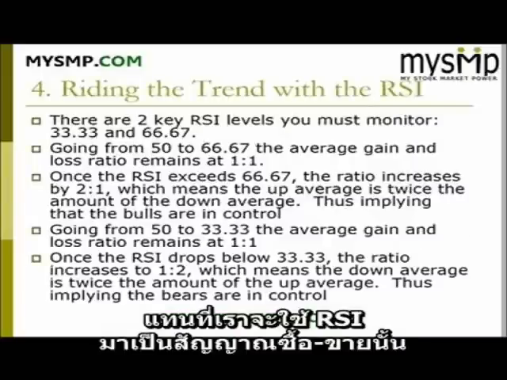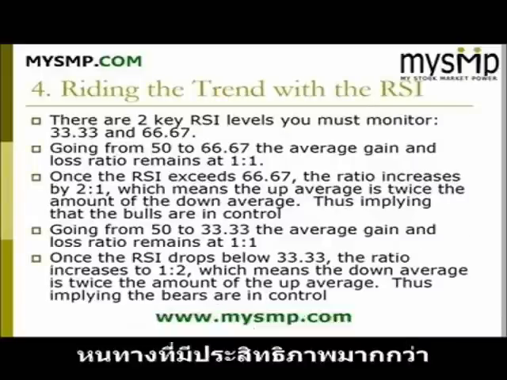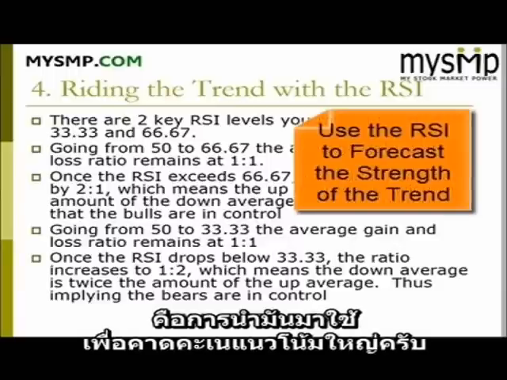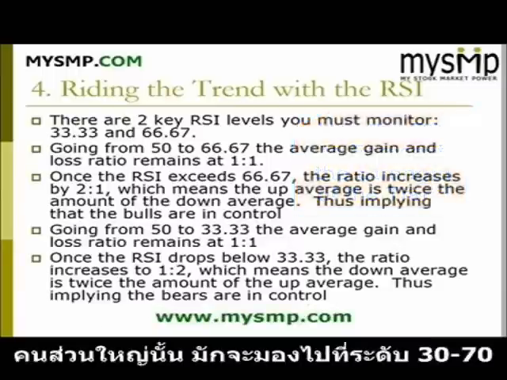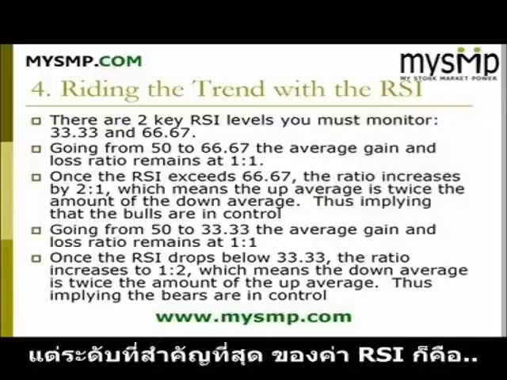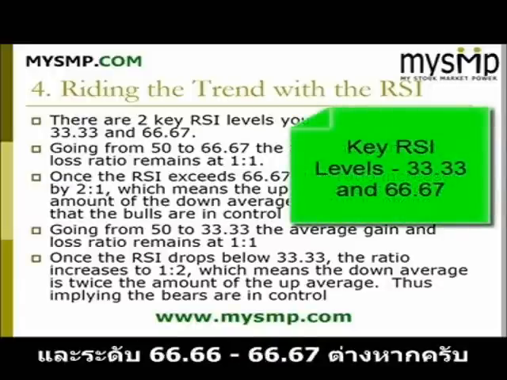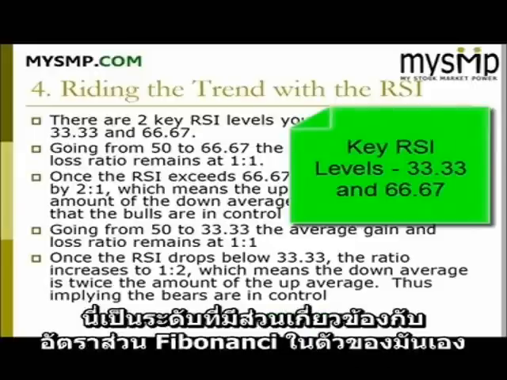Instead of using the RSI for buy and sell signals, a more effective use of the tool is to utilize its ability to forecast the primary trend. While most traders focus on the 30 and 70 level, the most important levels with the RSI indicator are 33.33 and 66.66 or 66.67. These represent internal Fibonacci relationships with the indicator.